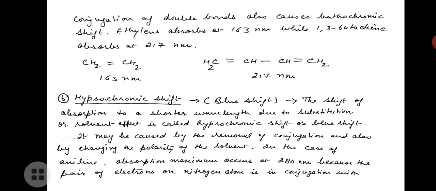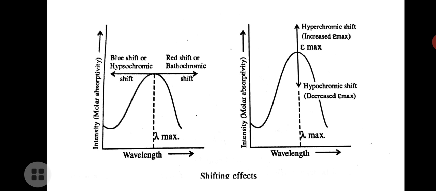Now we'll summarize all these four shifts with the help of these two figures. So here in the first figure we have shown red shift or bathochromic shift. So here the lambda max is shifting towards longer wavelength. Okay, now in case of hypsochromic or blue shift, here the lambda max is shifted towards shorter wavelength. So this is blue shift.